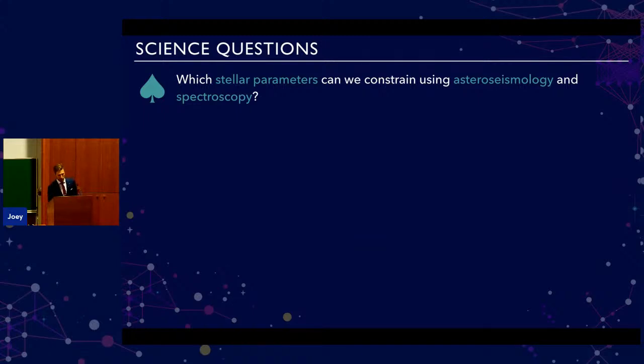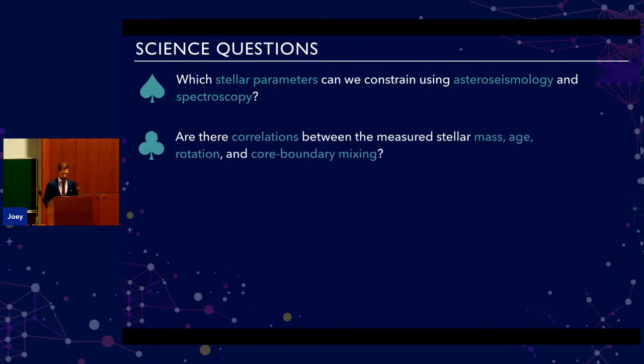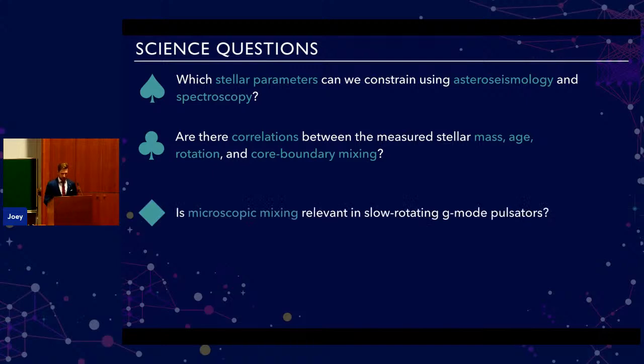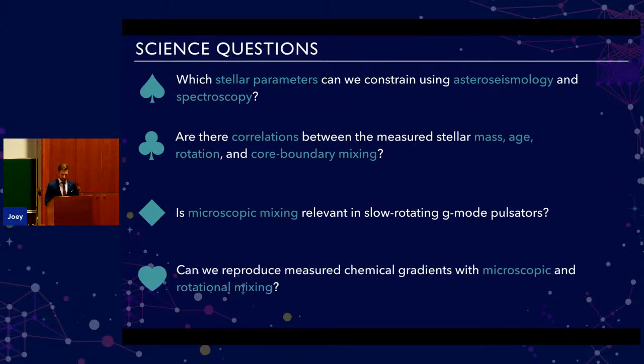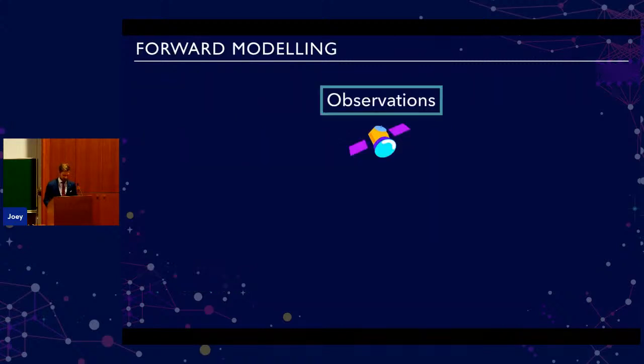During my PhD, I tried to answer 4 science questions. The first one is which stellar parameters we can constrain combining asteroseismology with spectroscopy. Secondly, if there are any correlations between the measured mass, the age, the rotation, and the core boundary mixing efficiency of the star. Thirdly, whether microscopic mixing is relevant in slowly rotating gravity mode pulsators. And lastly, if we can reproduce the measured chemical gradients using microscopic and rotational mixing. I'm going to discuss all of them, of course.